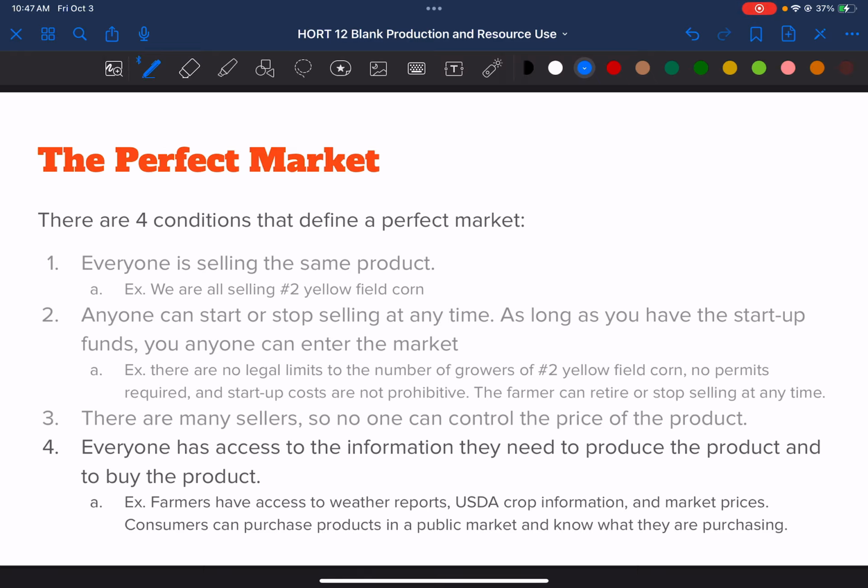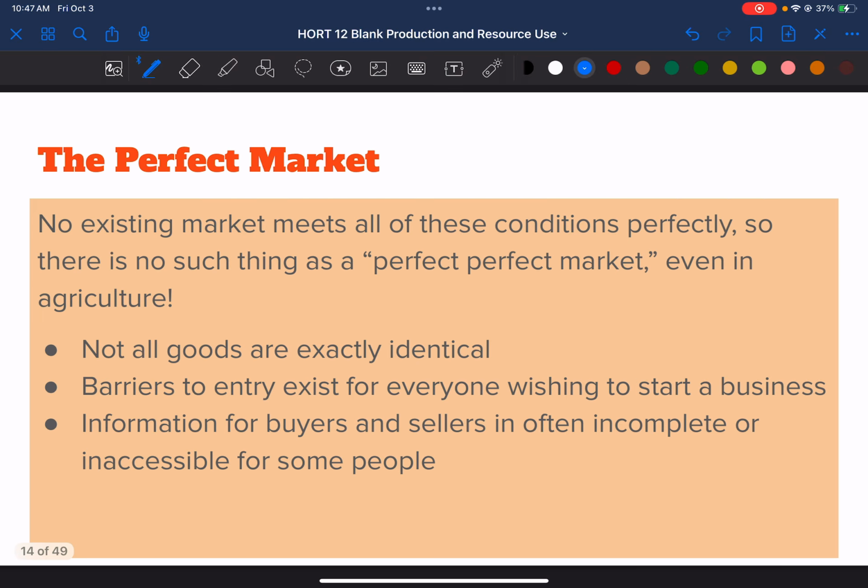So why is there no such thing as a perfect market, even with the agricultural market, which comes very close? Well, no existing market meets all of these conditions perfectly. So not all goods are exactly identical. We do have differences in quality of goods. You could also think about the fact that we have organic goods versus conventional goods, goods that are grown locally versus grown far away. There might be a difference in the freshness or the quality of produce.